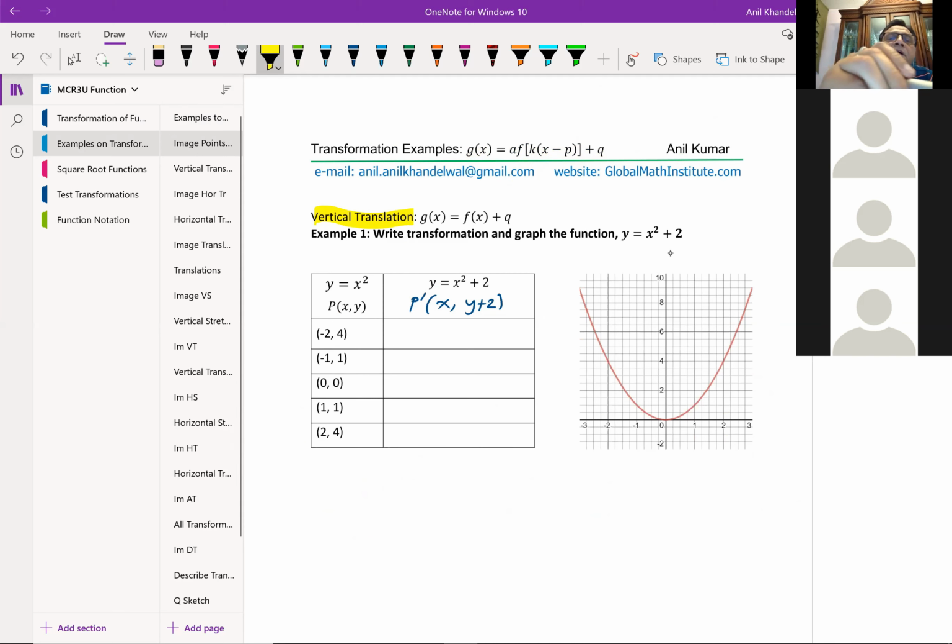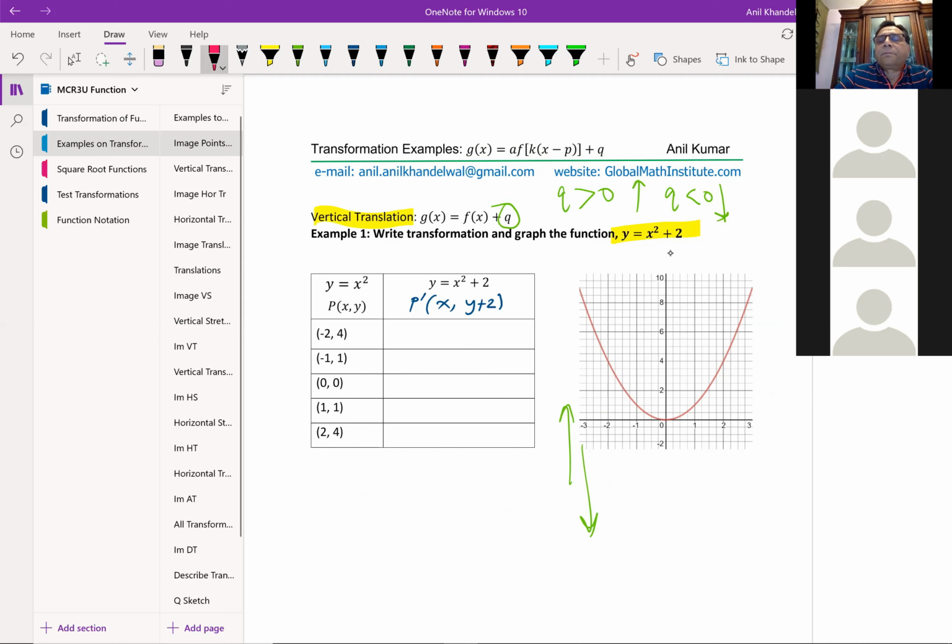Now, the parameter q, as I was saying, affects up and down movement. So if q is positive, if it is greater than 0, it is going to go up. But if q is less than 0, then it is going to go down. So we'll consider the equation which is given to us as y equals x squared plus 2. So in this case, can you tell me what kind of transformation is taking place?